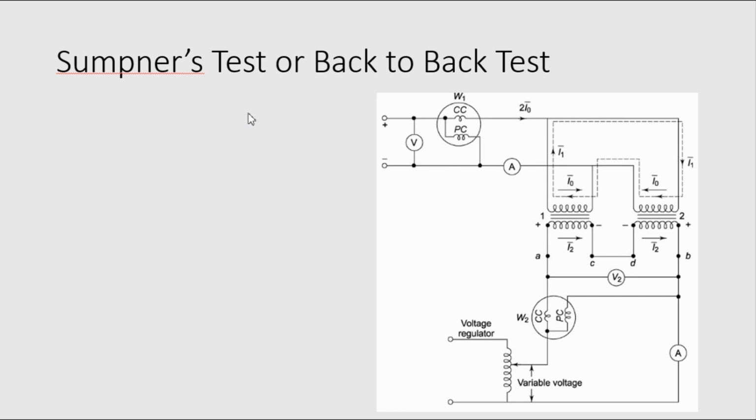So in the result of the Sumpner test, we'll get W1 as the core loss, that will be the core loss of these two transformers. If we divide this value by 2, then we'll get the individual core loss. Here W2 will give us the copper loss of these two transformers, and this value will be identical, so we'll divide it by 2. So W2 by 2 will be the copper loss of one particular transformer.